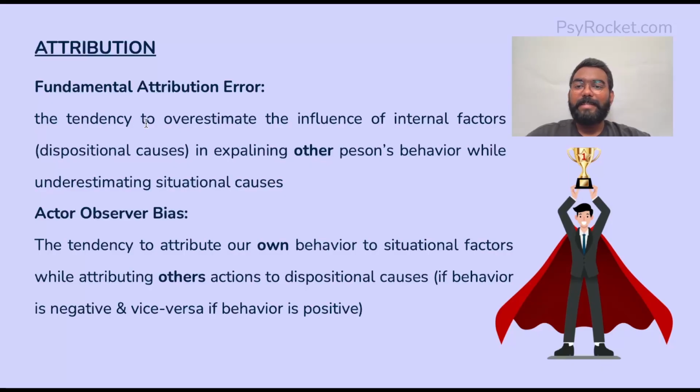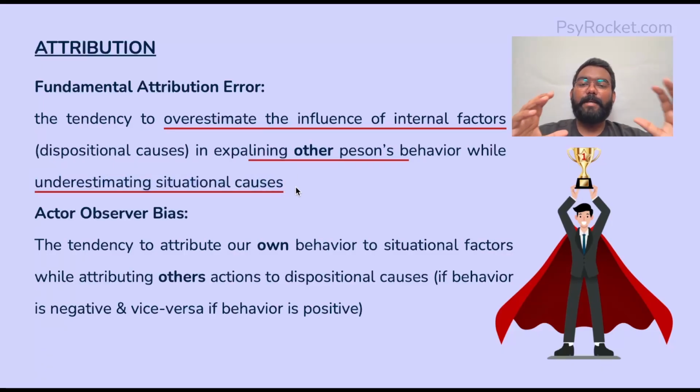What is this? There is a tendency to overestimate the influence of internal factors in explaining another person's behavior while underestimating situational causes. People often get confused between fundamental attribution error and actor-observer bias. They think they both are the same. No. In fundamental attribution error, there is no our own behavior. There is only the other person's behavior. We are trying to explain only the other person's behavior. In explaining the other person's behavior, we tend to overestimate the influence of internal factors, but we underestimate the situational factors. Now, what is actor-observer bias?